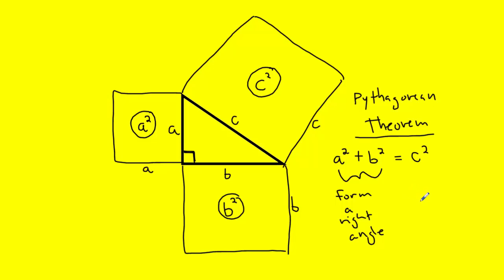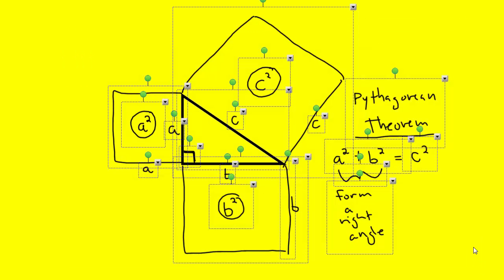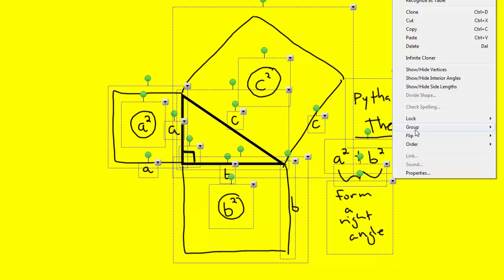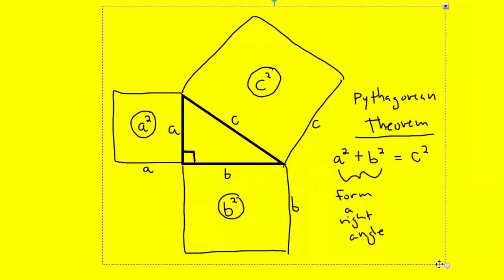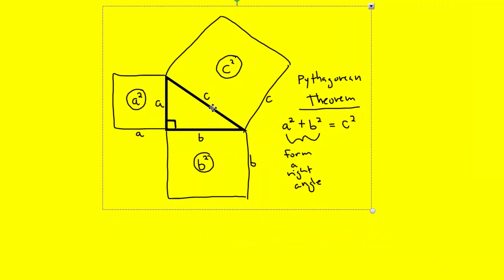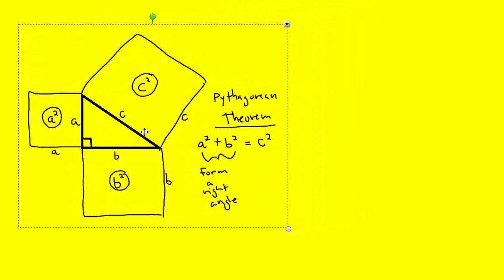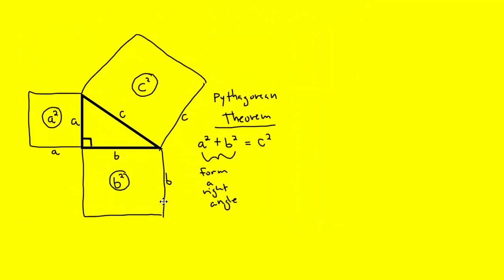But before I use this relationship, I want to put it into a more specific example. So let me group all this together here, and I'm going to make it a little bit smaller so I can move it over here to the side. And I'm going to use this relationship to check some triangle. So let me create this triangle here.